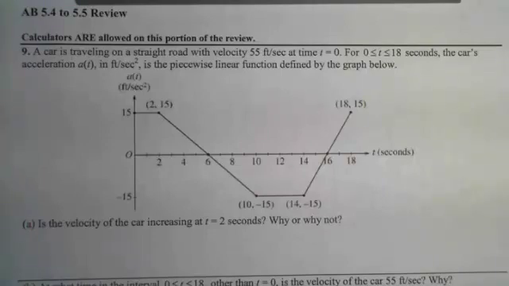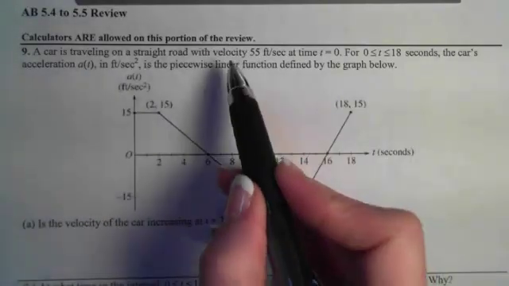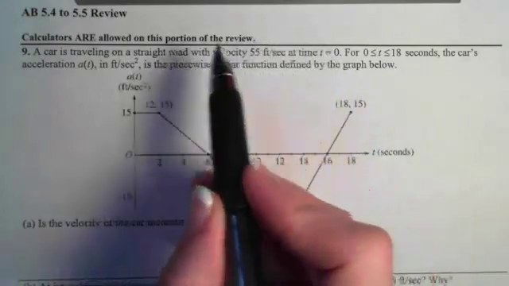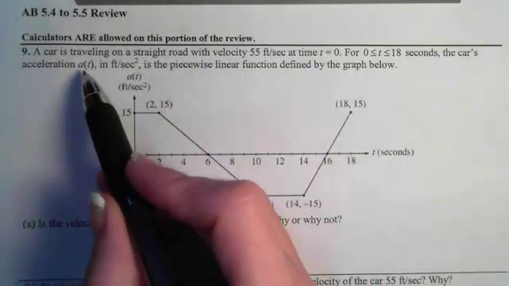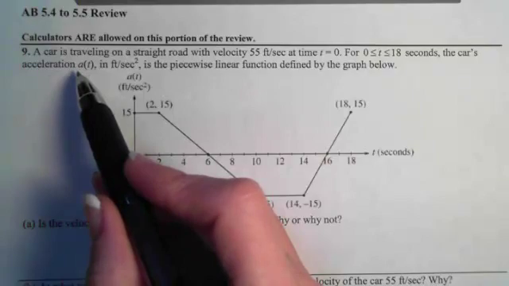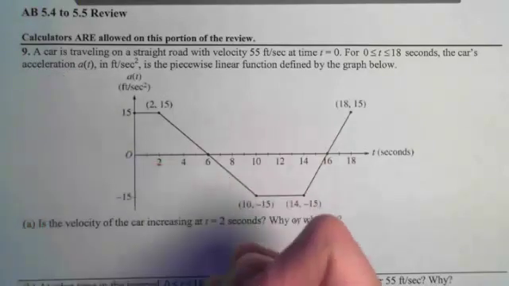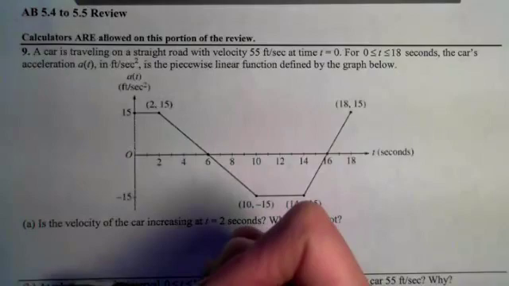Okay, so if we look at this, we have a car traveling on a straight road, and I've given you an initial velocity. So I gave you a point on the velocity curve. We're on a closed interval, and I've given you a picture of the acceleration, which is the derivative of the velocity. So because I have a point on the velocity curve and I have the derivative of the velocity, chances are pretty good I'm going to have to use that velocity function, and I'm going to have to write it. So I'm going to do that right now before I even do anything else.